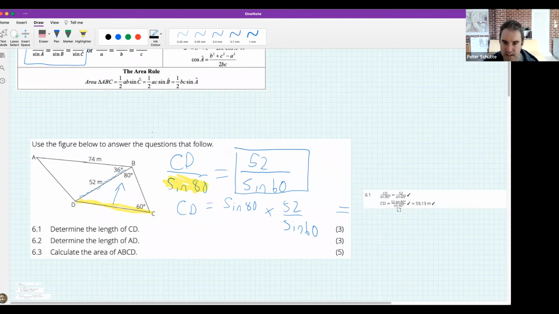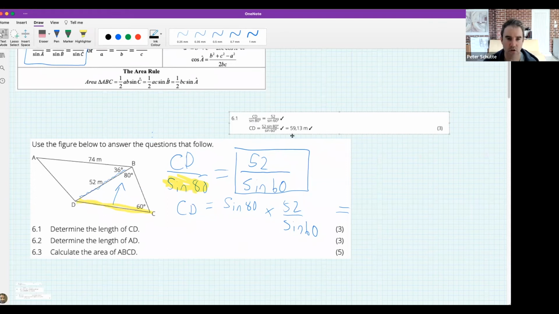You should be getting 59.13. So for those who are new to this whole process, that's called the sine rule. Basically, when we've got a side and an angle opposite each other, and then another angle, we can use it to help us find a length.